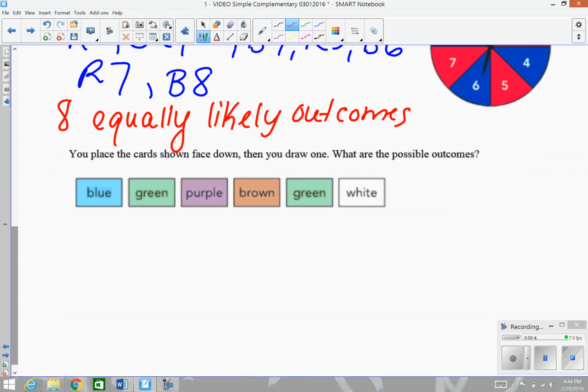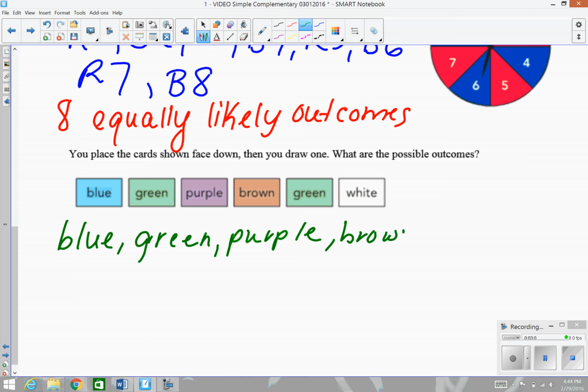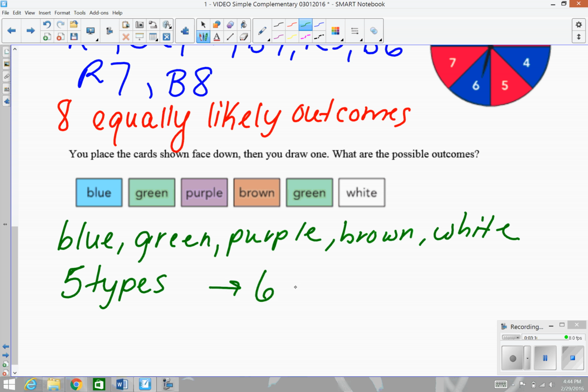Now for this situation, it says you place the cards shown face down, then you draw one. What are the possible outcomes? You could pull a blue card, a green card, a purple card, a brown card, or a white card. This tells us that there are 5 types of cards. But your possible outcomes, there are actually 6 of them because there are 6 cards. So that can be a little tricky. Feel free to pause, rewind, and rewatch, and then move on to the next page.